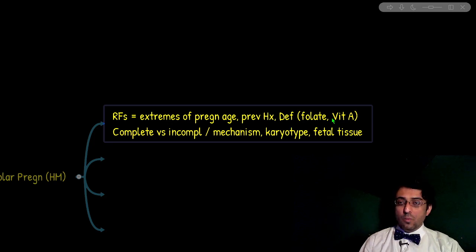Now, what are the possible karyotypes of a molar pregnancy in which fetal parts are present? The partial mole could have 69XXX, XXY or XYY. There's always one X chromosome there, and the reason is because the partial molar pregnancy is due to fertilization of a normal ovum with two sperms.